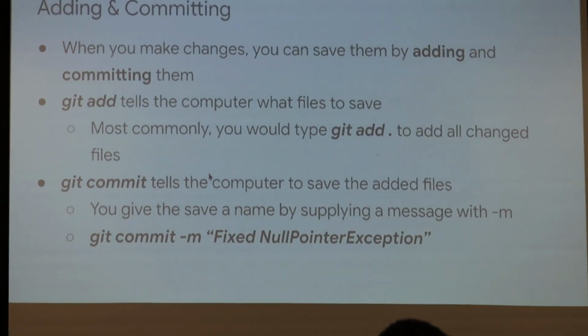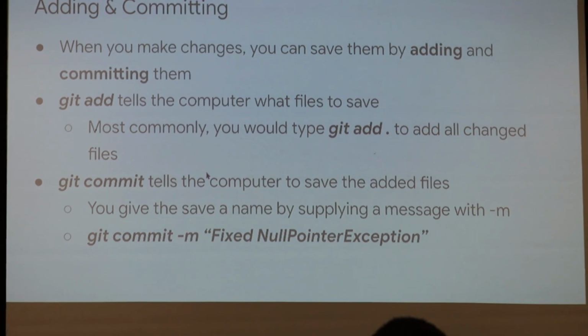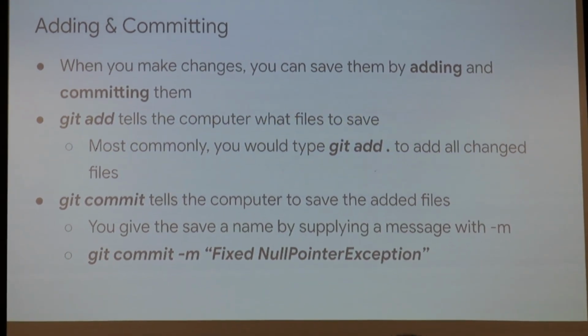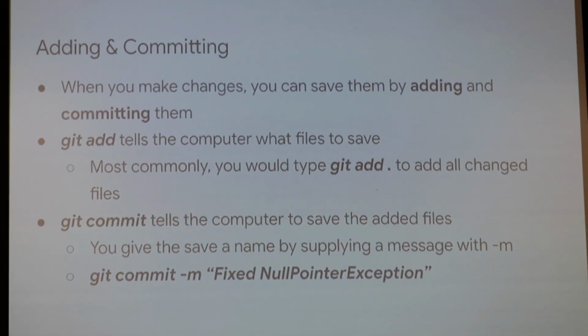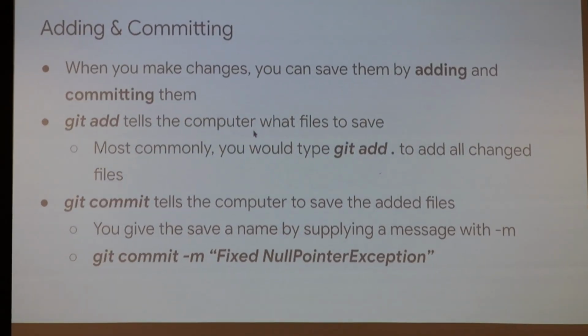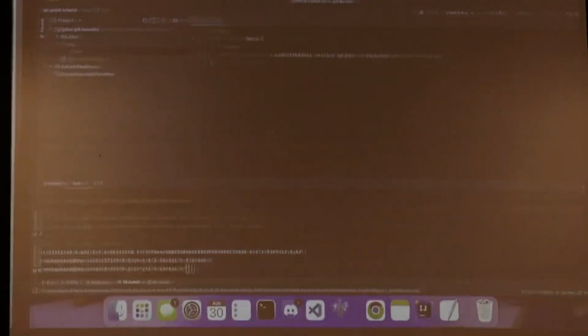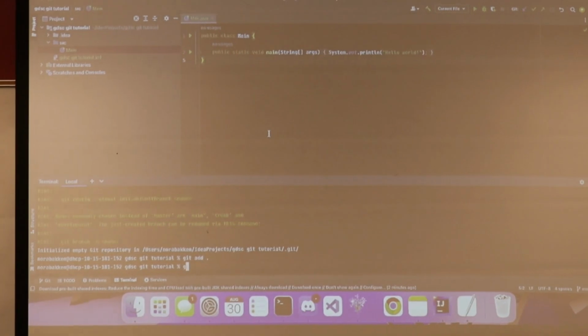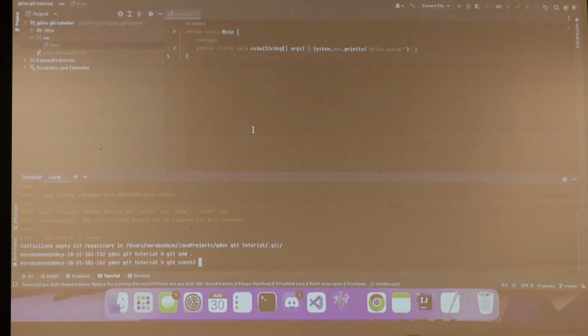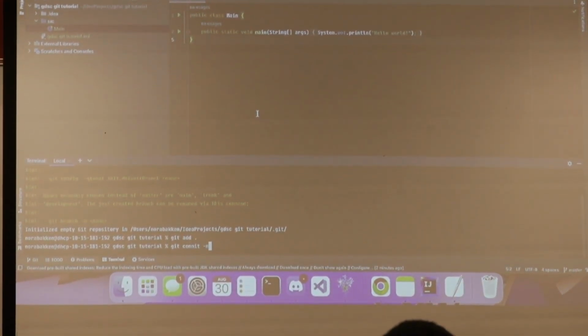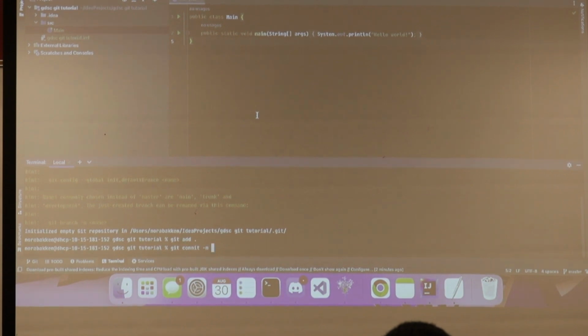So the difference between add and commit is commit actually saves them. If you just add them, it won't actually save them. You have to type in commit to be able to get back to that save later. So I'm going to type in git commit and then -m, so I can type in a message about my commit, because you're going to do this super often.